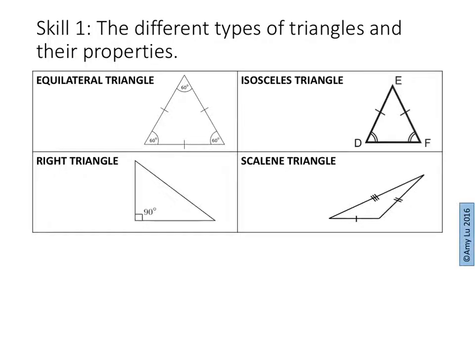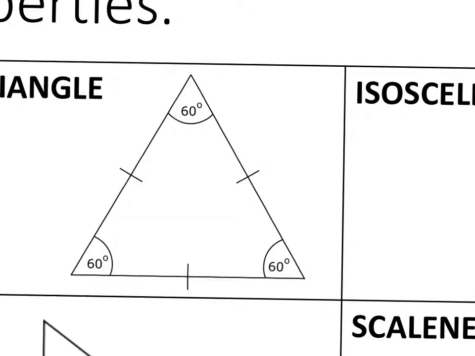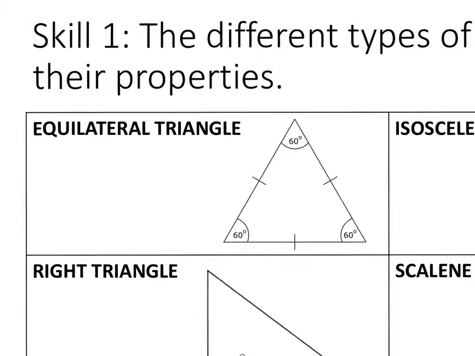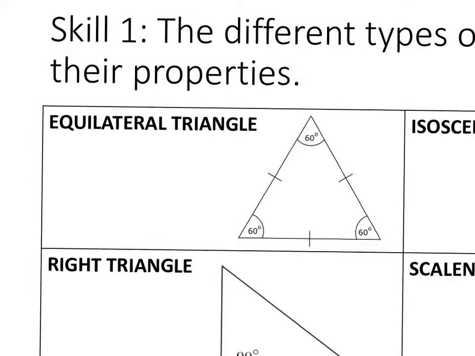So in this first skill, we need to review the types of triangles that we have in mathematics. So the first one is an equilateral triangle. In an equilateral triangle, all the angles are equal, all the sides are equal. That's why it's called an equilateral triangle.